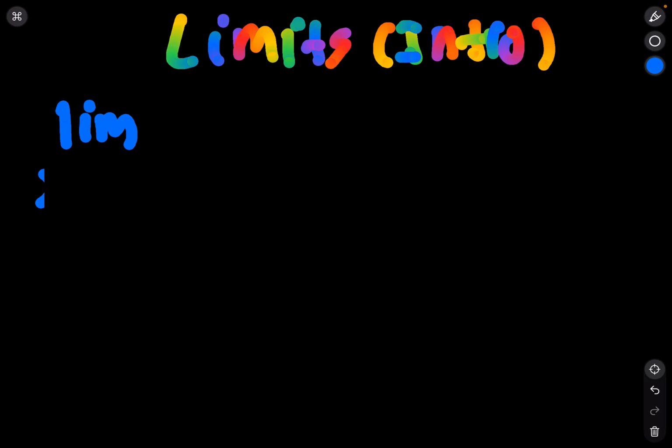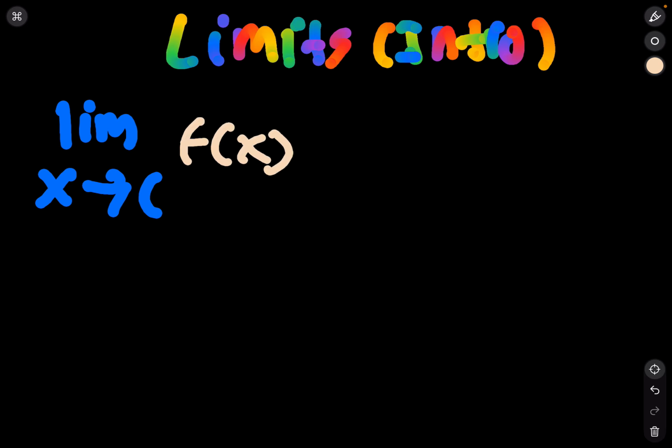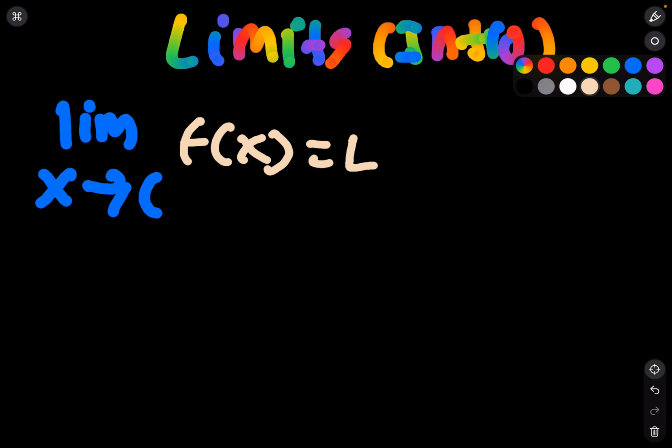We write it down as the limit as x approaches c of f of x equal to L. Essentially, this means that as x approaches c, the function f of x will give us some sort of numerical answer. And what would that look like visually? Because I know notation is very hard to understand.